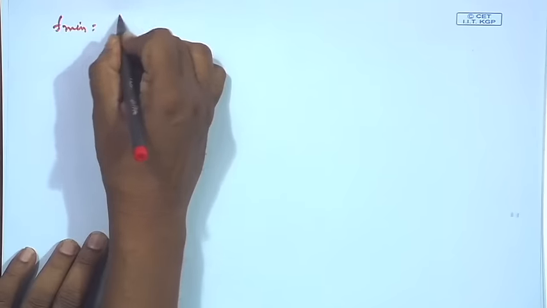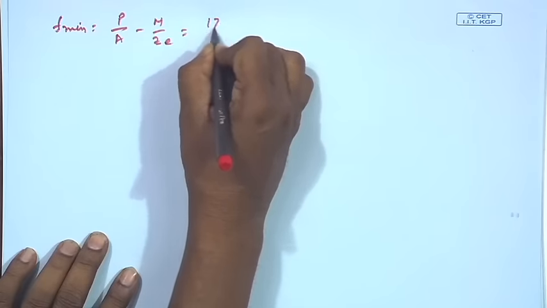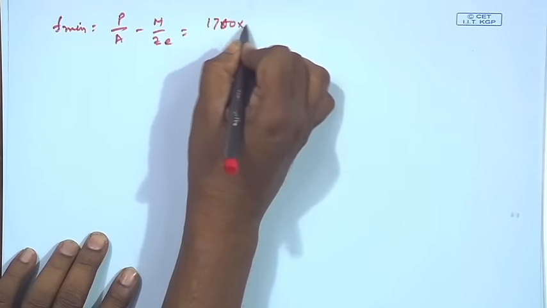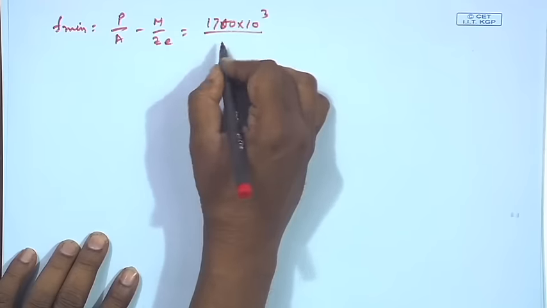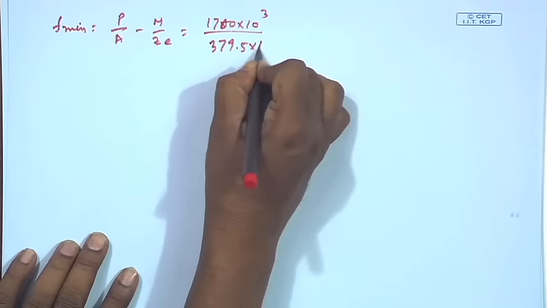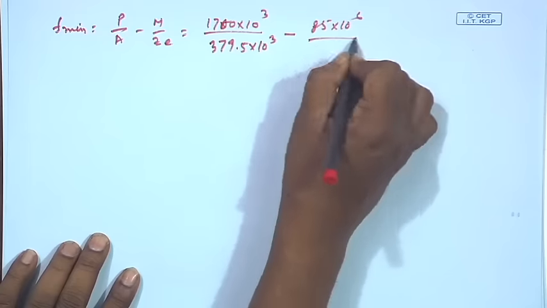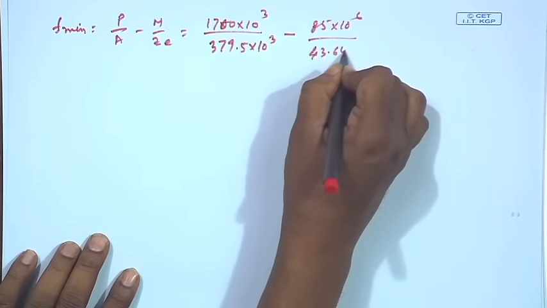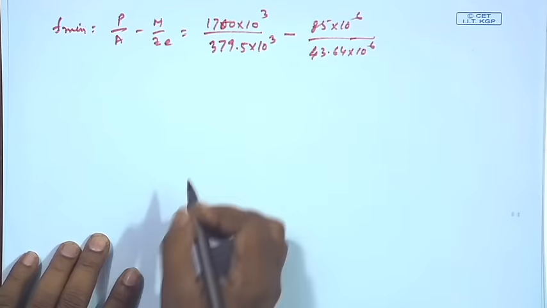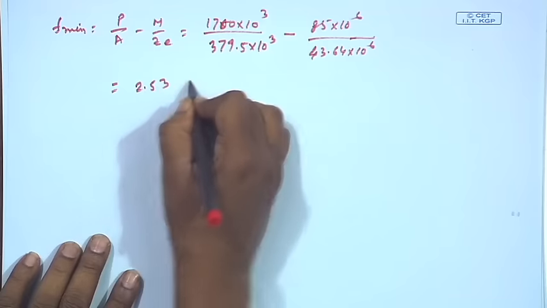Now, I can find out the minimum pressure, F min. The minimum pressure will be P by A minus M by Z E. So, it will be 379.5 into 10 to the 3 minus 85 into 10 to the 6 by 43.64 into 10 to the 6. This will be the minimum pressure, which is coming 2.53 Newton per millimeter square.